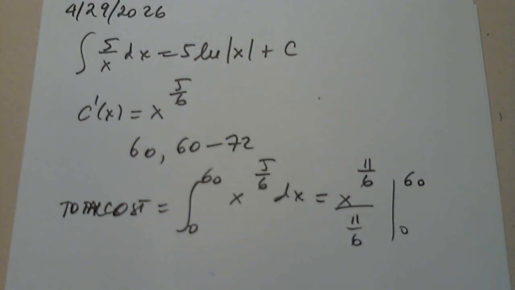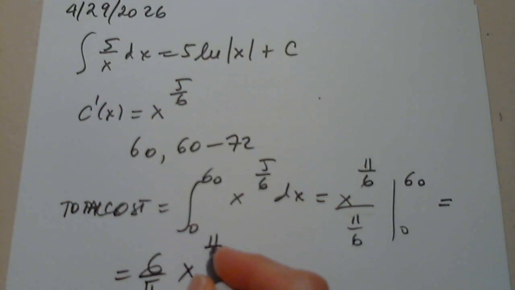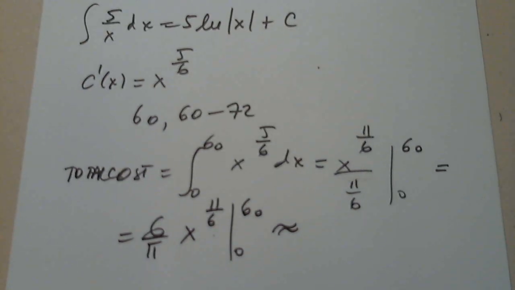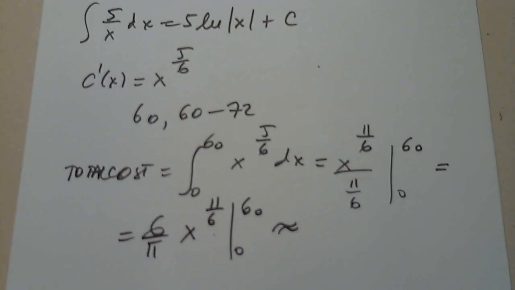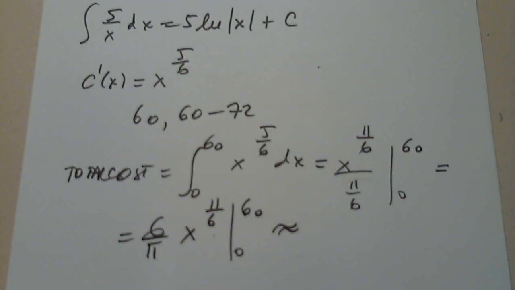So then we have to flip the 6 over 11. So this is 6 over 11, x to 11 over 6 from 0 to 60. And then you can approximate it with the graphing calculator. Is this okay, or do I need to put it in the calculator?